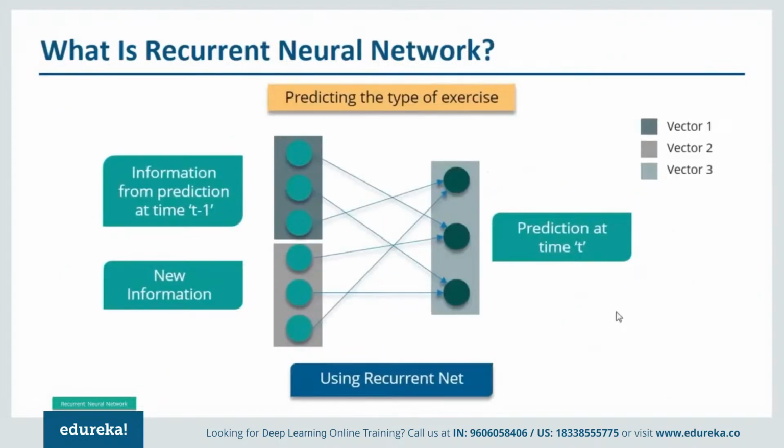Now what I'll do, I'll convert these things into a vector. Now what is a vector? Vector is nothing but a list of numbers. Alright, so this is the new information guys along with the information from the prediction at the previous timestamp. So we need both of these in order to get the prediction at time t.